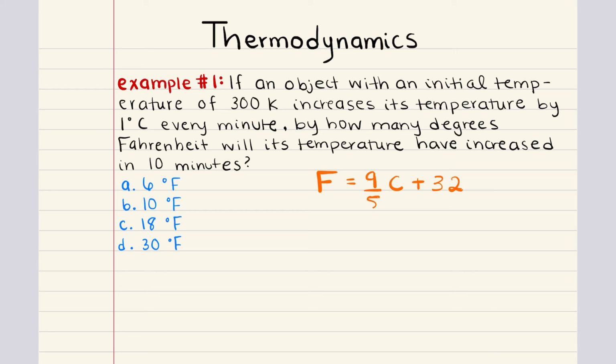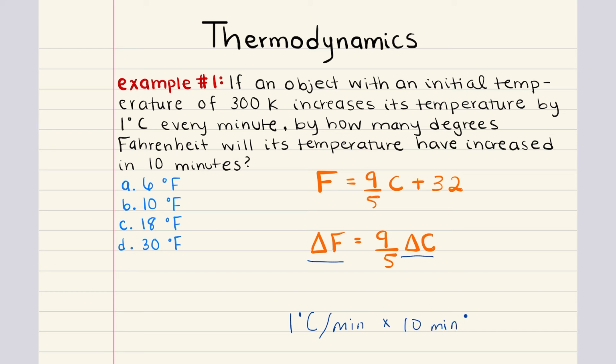Now for this problem, we're actually interested in the change in temperature rather than the absolute temperature. Therefore, we only need the conversion factor for temperature differences, which is given by this equation right here. This says that the change in temperature in Fahrenheit is equal to 9/5 multiplied by the change in temperature in Celsius.